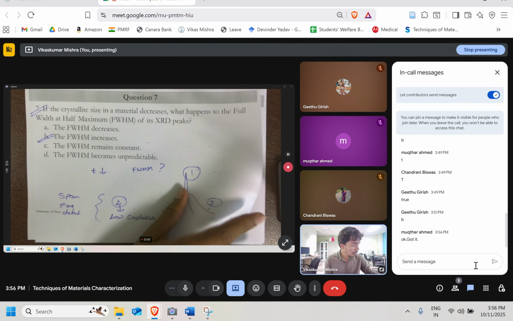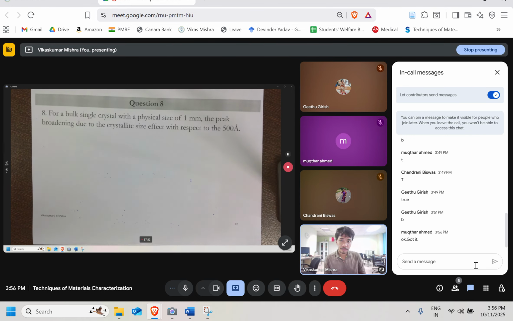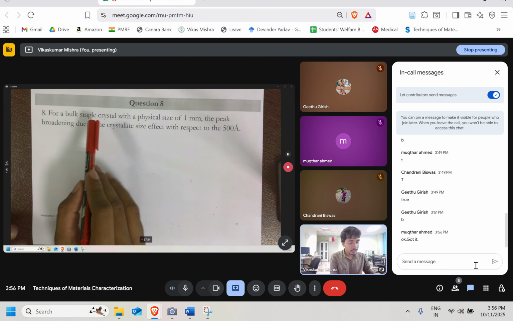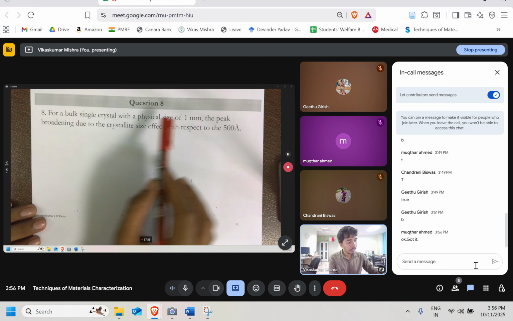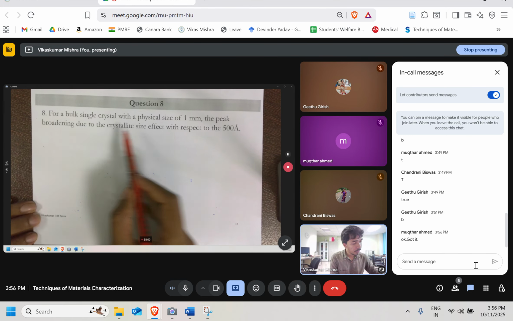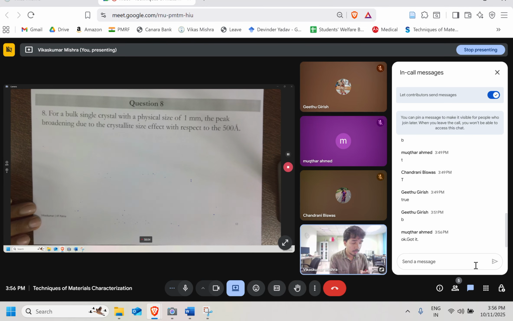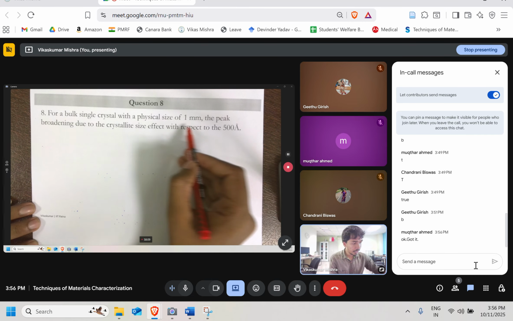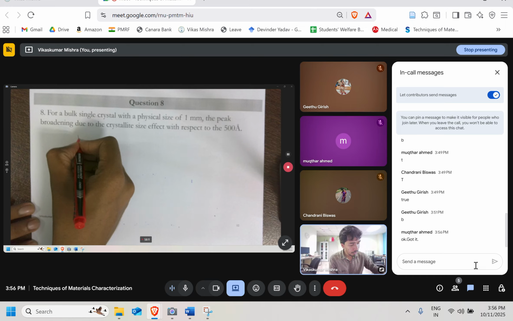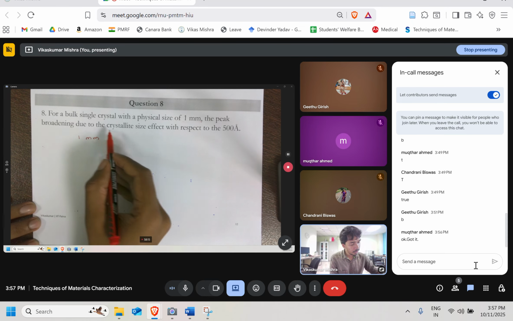Okay, great, nice. Let's go to the next question, question number 8. For a bulk single crystal with a physical size of 1 mm, the peak broadening due to the crystallite size effect, with respect to 500 Angstrom. So when we have a 1 mm size, the peak broadening due to the crystal.